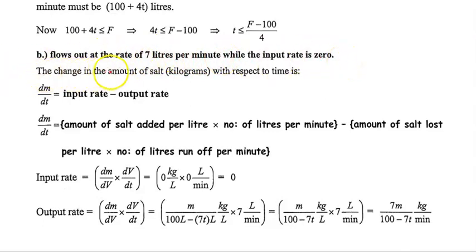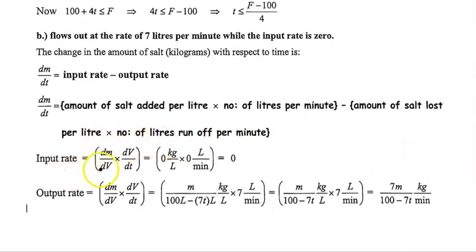Okay, so the change in the amount of salt in kilograms with respect to time, dm/dt, is the input rate minus the output rate, because dm/dt is a rate. So this must be input rate minus output rate. There's only two ways, going in and going out. So dm/dt is the amount of salt added per litre times the number of litres per minute, minus the amount of salt lost per litre times the number of litres run off per minute.